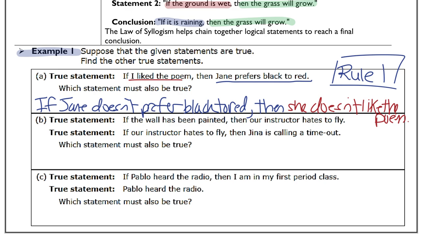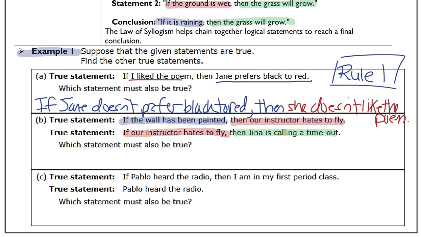Okay, so this next one says, if the wall has been painted, then our instructor hates to fly. Interesting statement. That's true, apparently. So now, if our instructor hates to fly, then Gina is calling a timeout, which again doesn't make sense, but we're just going to say it's logically true. It's just kind of fun. So in this case, again, we have this first thing, we have this middle thing, and hey, that middle thing actually matches that middle thing.